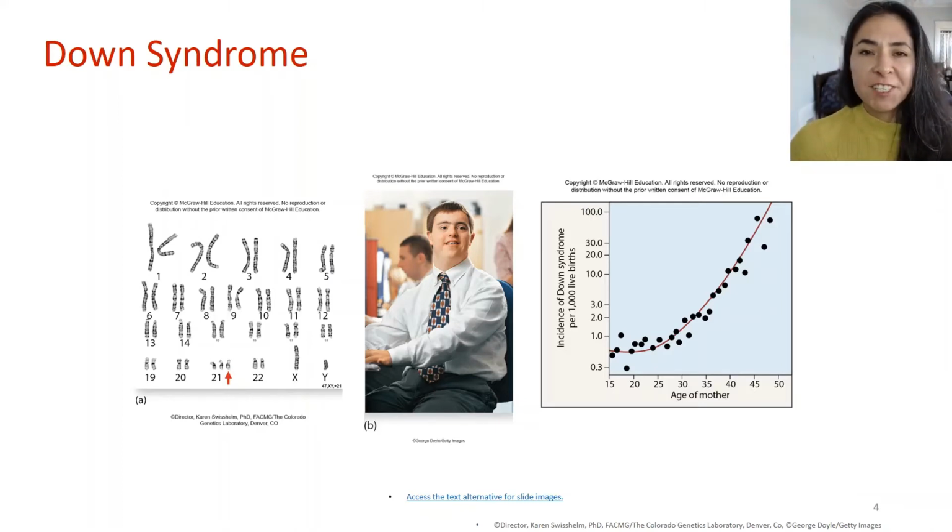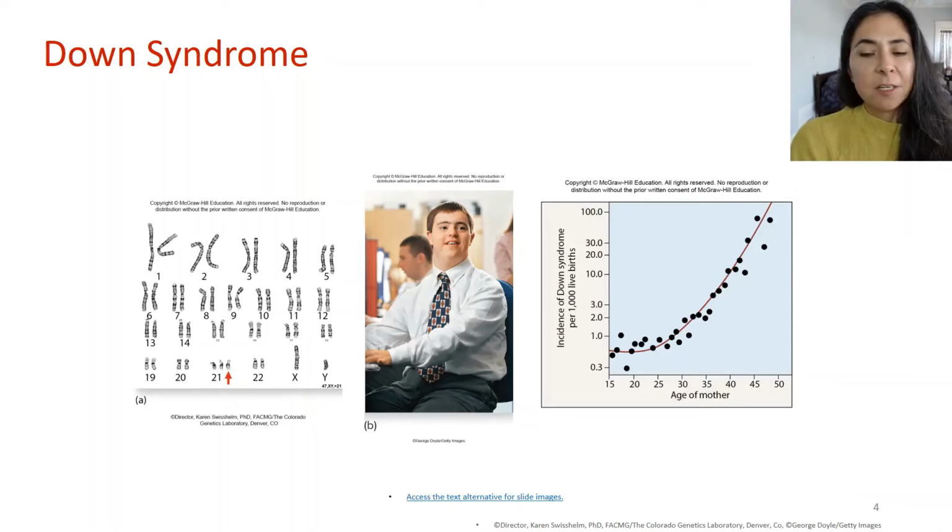Most of these non-disjunction embryos die just soon after fertilization. And this actually partially accounts for the very high early miscarriage rate we see in women over 35. This makes up a large portion of the lowered fertility in older women. Also, older women tend to have fewer eggs, and so the distance between their ovulation times can start to increase as they get older.